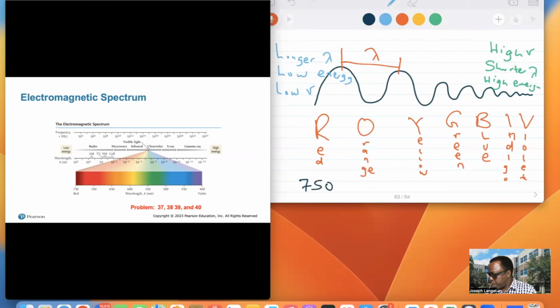750 nanometers to 400 nanometers. This is the wavelength. Outside this domain of 750, and let's say going to 850 or 800 and coming down to 390 all the way down, you wouldn't be able to see with your naked eye, or we cannot see with our naked eye. So we call this the visible region.